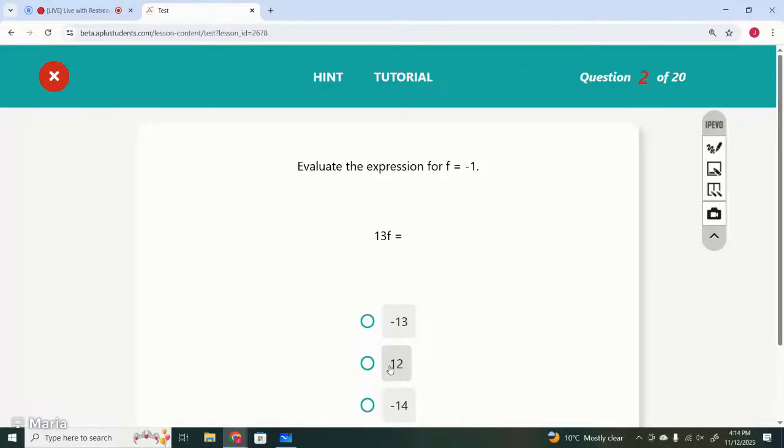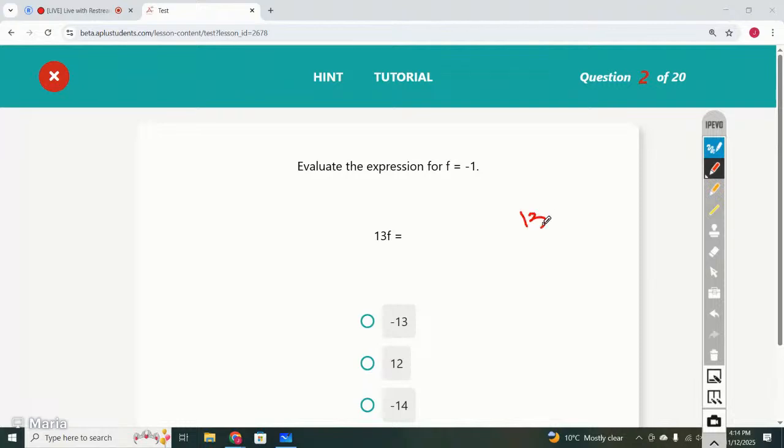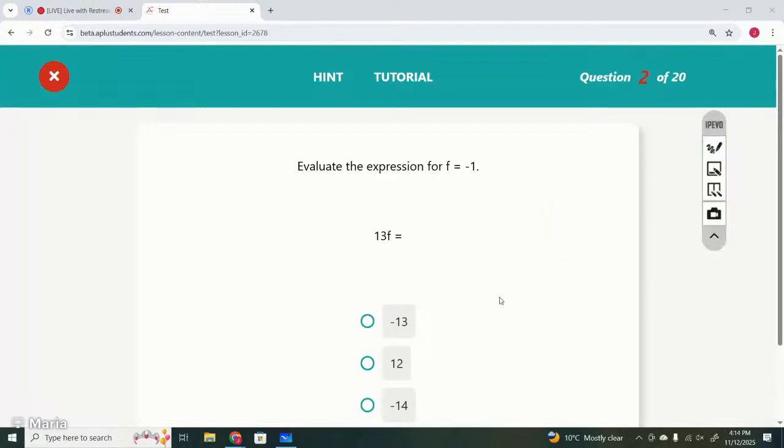Evaluate the expression for f equals negative 1. Just replace the variable with the value. So f equals negative 1 minus 13 it is. The correct option is option number 1, that is minus 13.